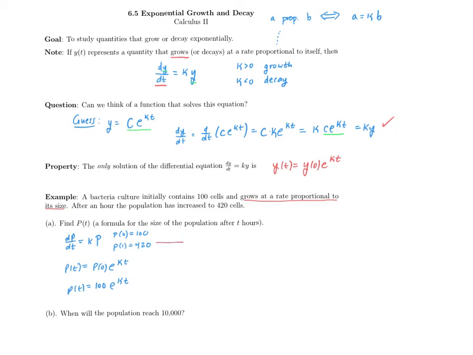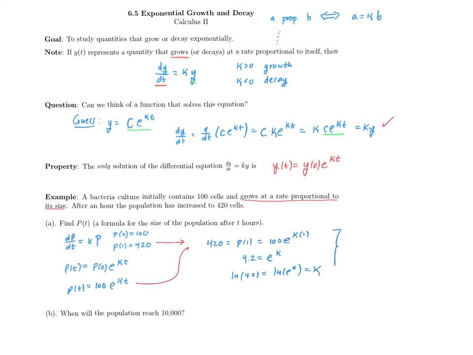So if we use P of 1 equals 420, we have that 420 is the population after 1 hour, which is 100 e to the k times 1. To isolate k, we need to use properties of exponentials and natural logs. Divide both sides by 100, and then take natural logs. So natural log of 4.2 is the natural log of e to the k, which is k.